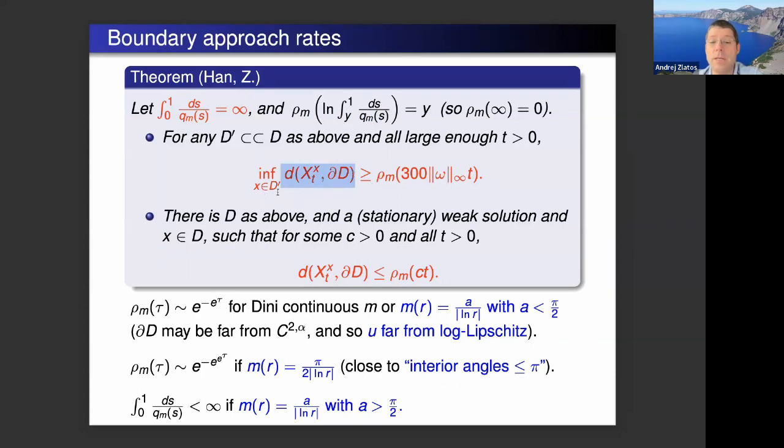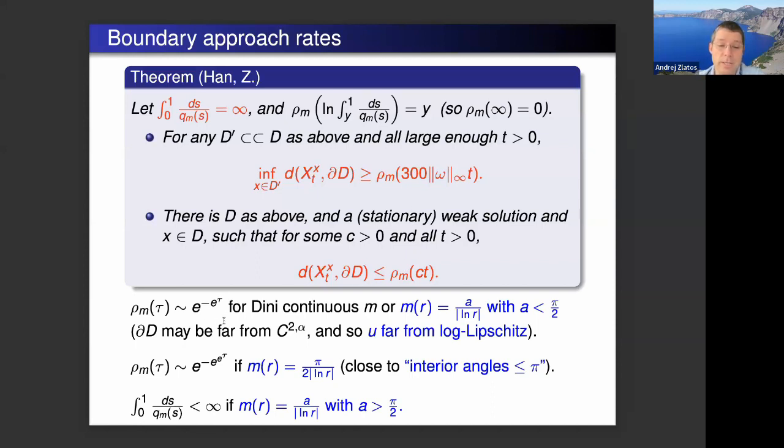So if we start inside some compactly contained domain D prime in D, so the infimum of the distance from the boundary is no less than this function at 300 times omega infinity times time, and we can construct domains on which this distance is less than or equal to this function times another constant times time. So up to the constant, this is a sharp result as far as the approach to the boundary is concerned.